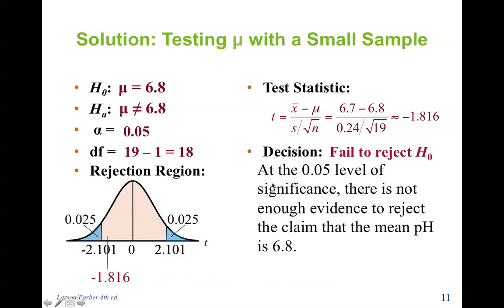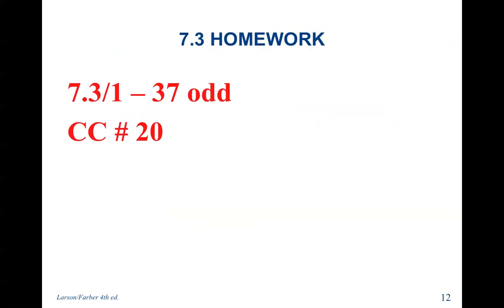And our conclusion is, at the 0.05 level of significance, there is not enough evidence to reject the claim that the mean pH is 6.8. And that is it for this section.